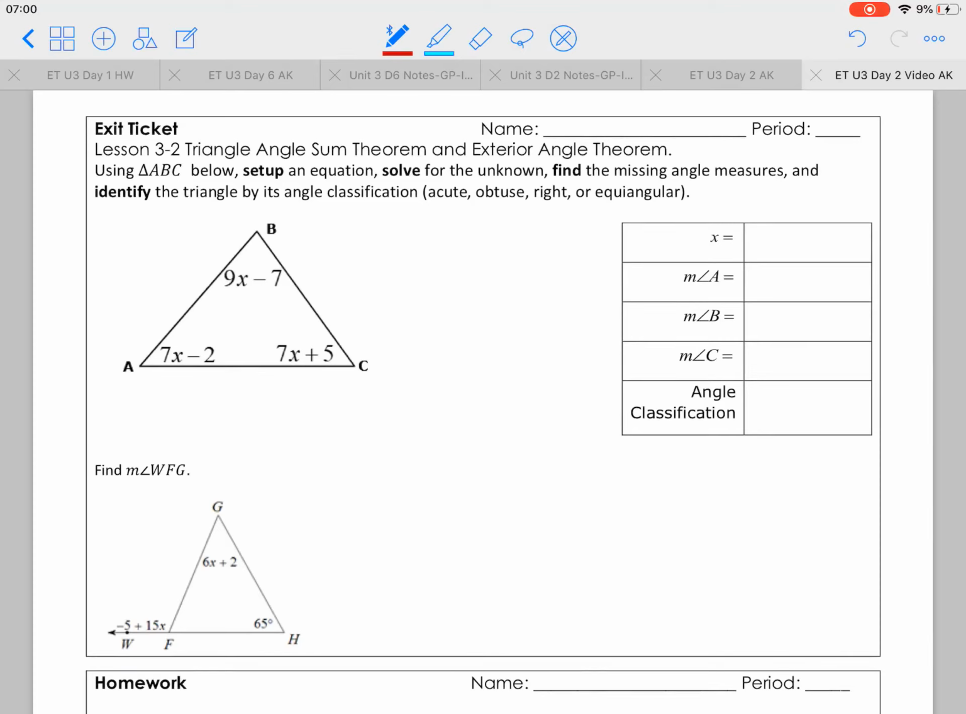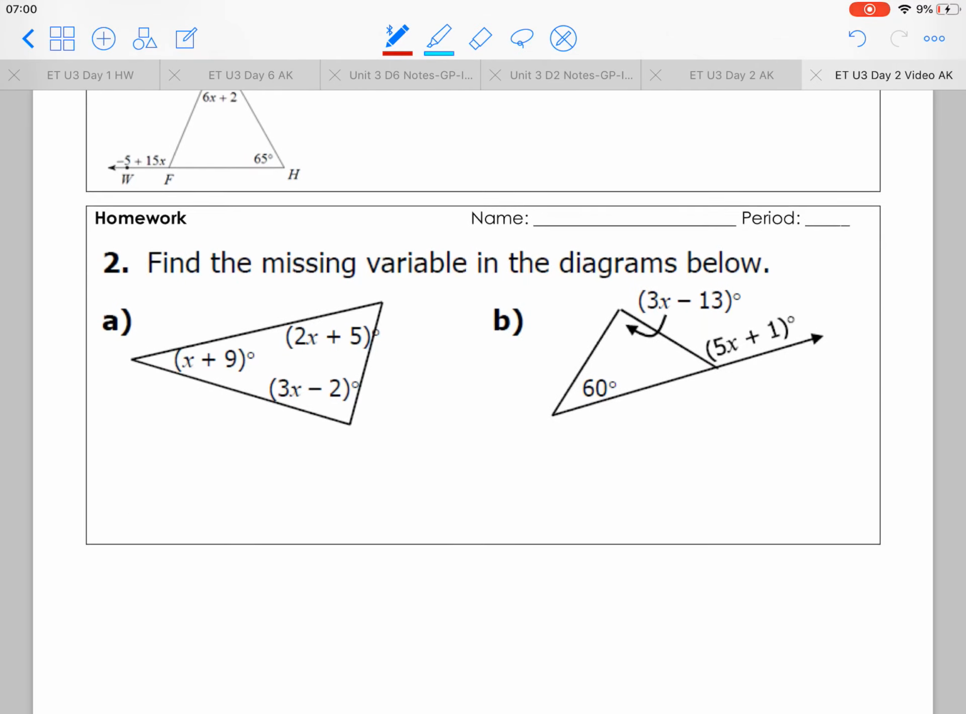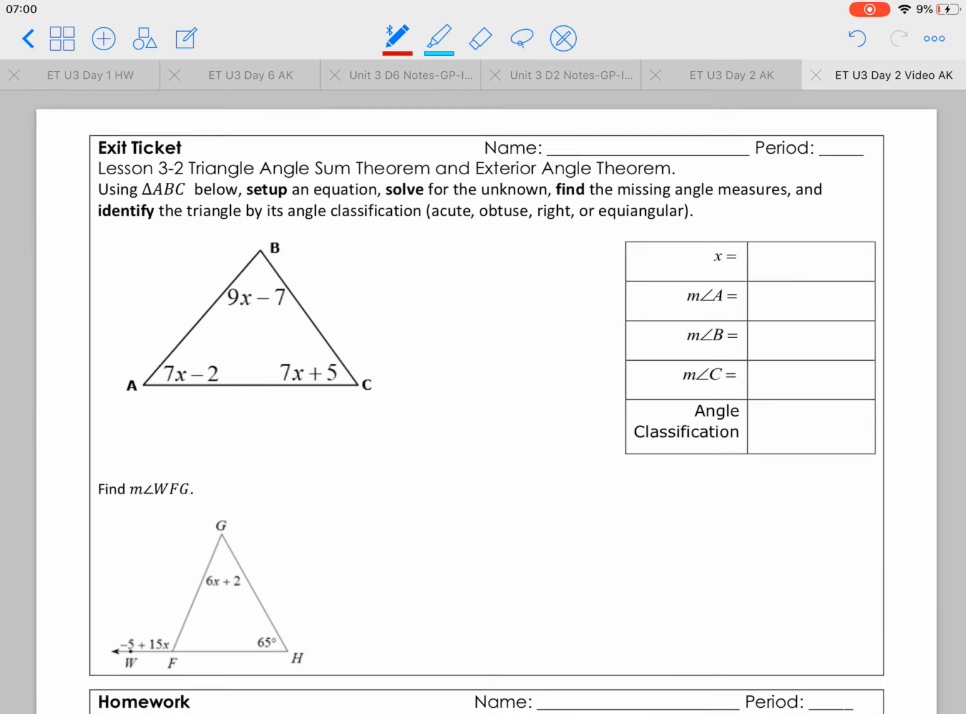Hey guys, this is the review for the exit ticket on lesson 3-2, the triangle angle sum theorem and exterior angle theorem. As a reminder, the expectation is for you to copy the exit ticket problem with the solution and then solve two very similar problems at the end. So I'm going to go ahead and get started.